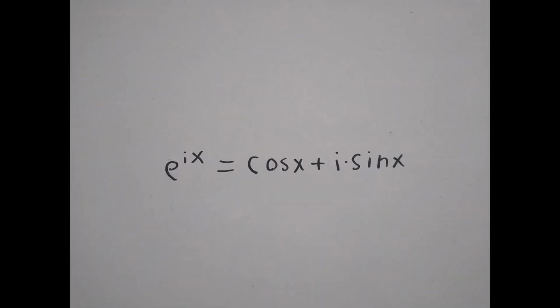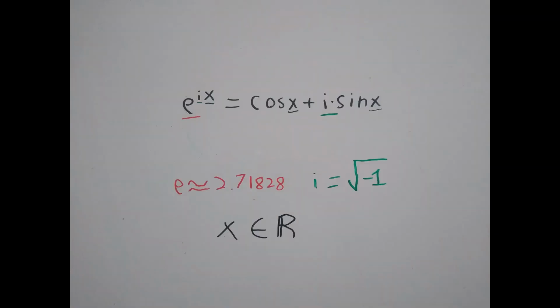Euler's formula is as follows. e to the ix equals cos x plus i sine x, with e being Euler's number, approximately 2.71828, i being the square root of -1, and x being any real number.